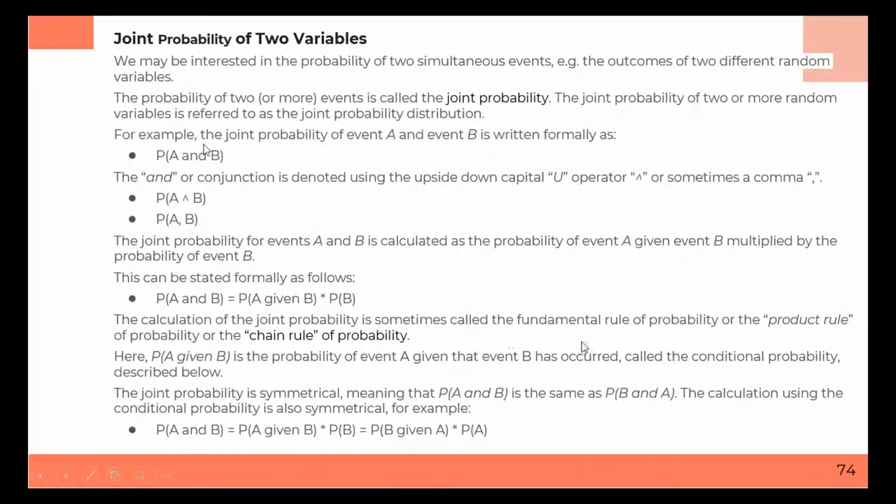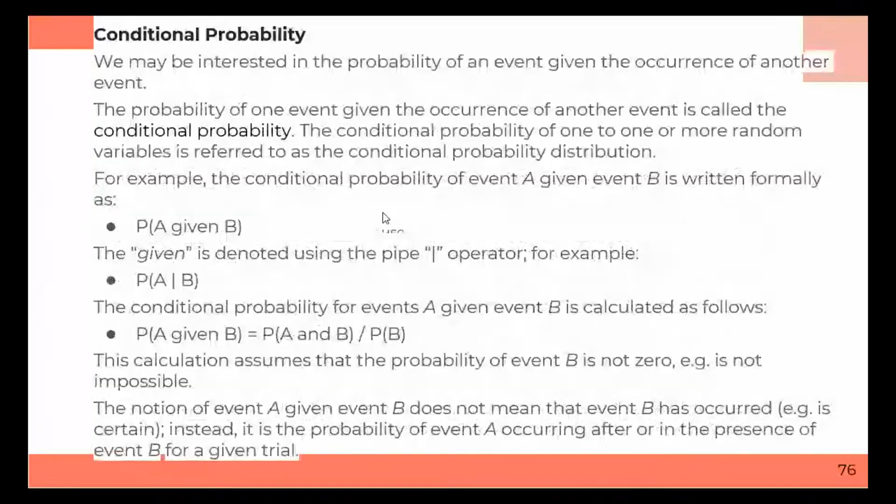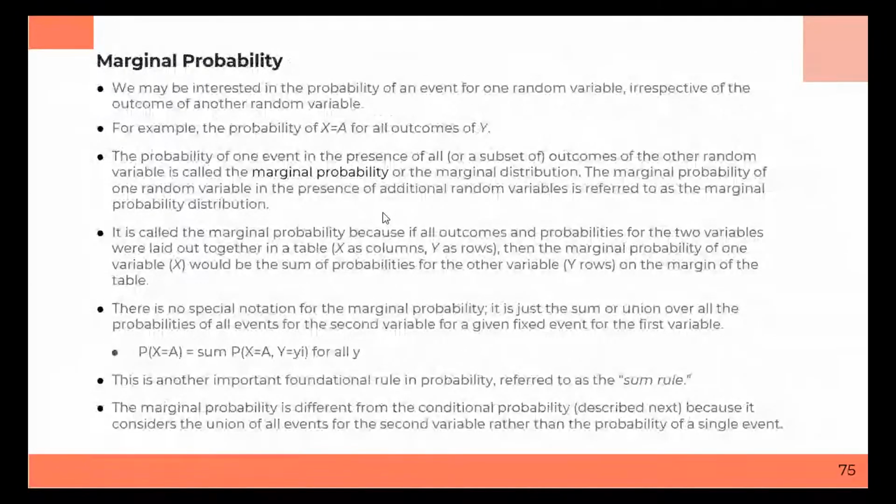Then we have marginal probability, then we have conditional probability. I want all of you to understand this one. It's very important: joint probability, marginal probability, conditional probability. All three are very important. Okay, we'll have 10 minutes more and we'll stop.